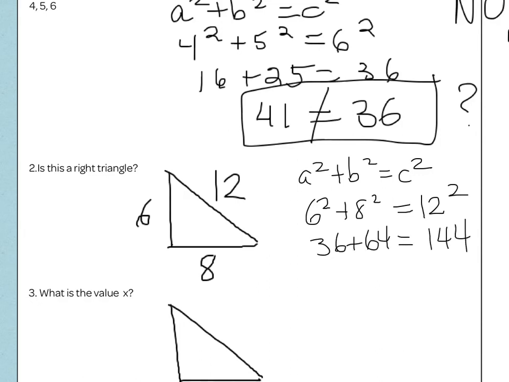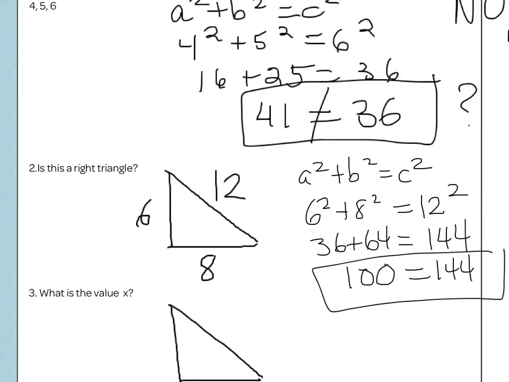And again, we don't stop here. We keep going to evaluate it, and we're going to end up with 100. Does that equal 144? Is this true? We're going to say no, it does not, so this is not a right triangle. No.